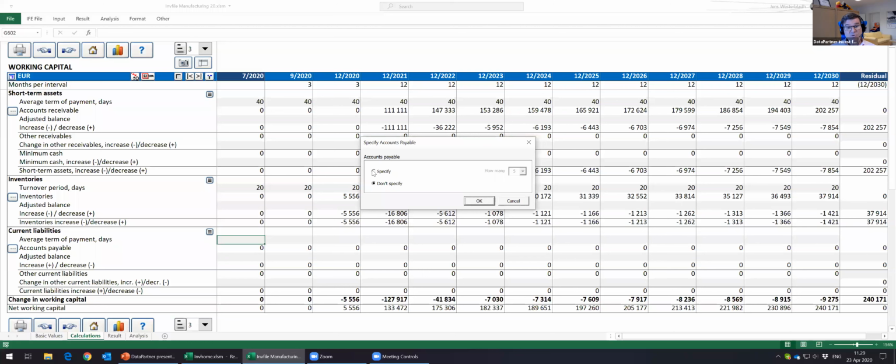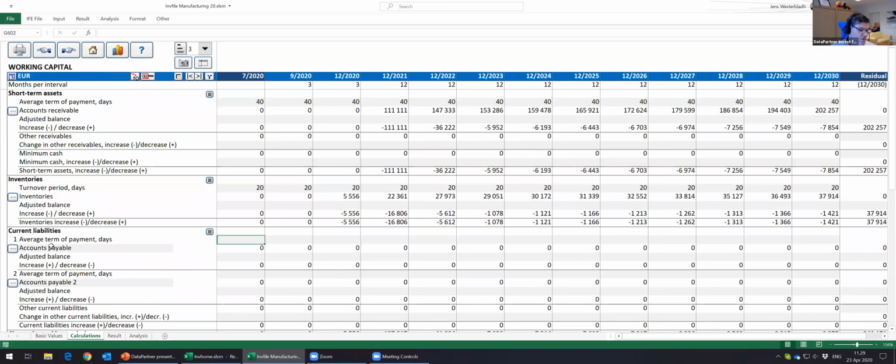So I choose to specify 2 groups of suppliers. The first one is raw materials and energy. The second one is maintenance and other fixed costs.